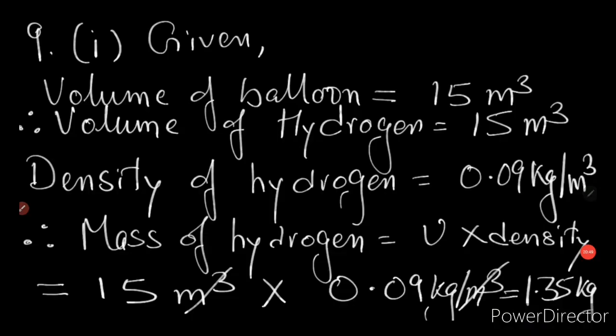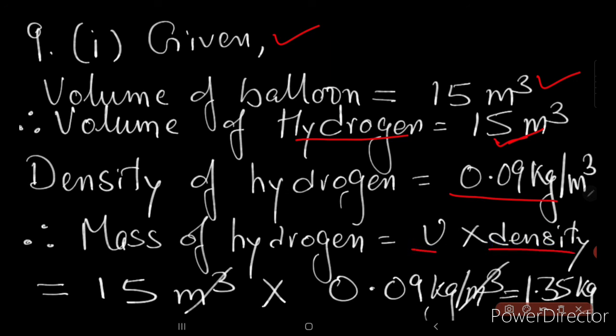So coming to the solution of number 9, the thing given for number 1 is the volume of the balloon, which is 15 meter cube, hence the volume of the hydrogen will also be 15 meter cube. Now the density of hydrogen given to us is 0.09 kilogram per meter cube. Therefore the mass of hydrogen will be volume multiplied by density. Volume is 15 meter cube multiplied by density 0.09 kilogram per meter cube. After the multiplication we are getting 1.35 kg, that is the mass of hydrogen, right?